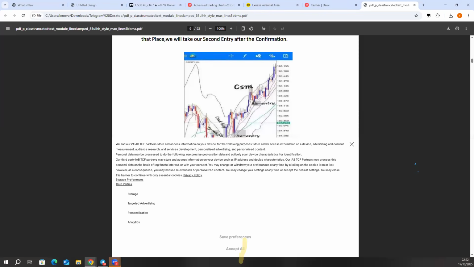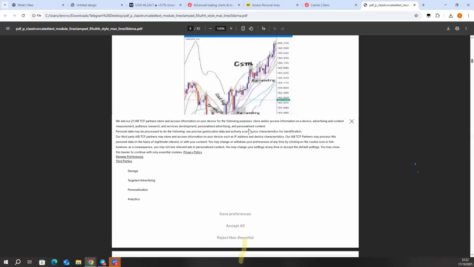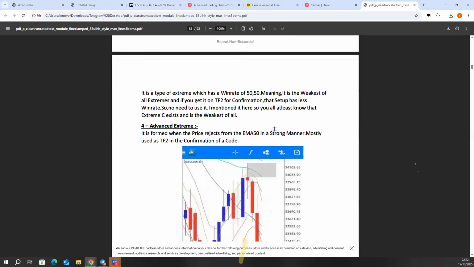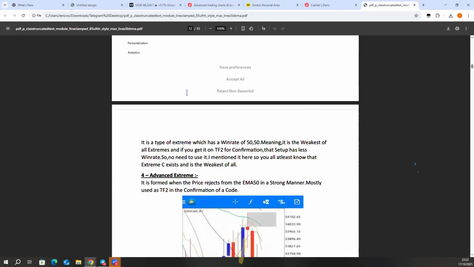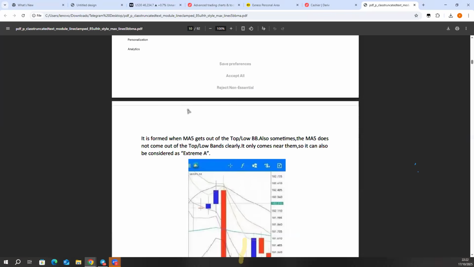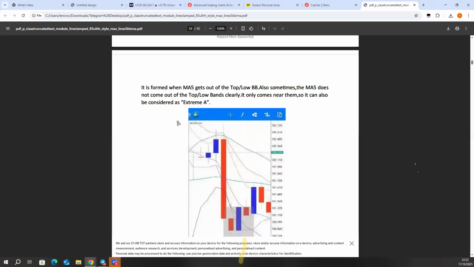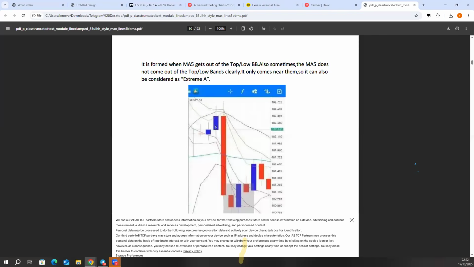So CSM means candlestick momentum. We have a re-entry when price comes back into your moving average 5 and 10 low; you have a re-entry. CSAK simply means directional candles, and CSAK works all the time. So we have confirmations, and we have set types of extreme. We have like four or five types of extreme. Here we have extreme A. Extreme A is simply when one of your moving averages goes out of a Bollinger Band. It's a very strong confirmation.